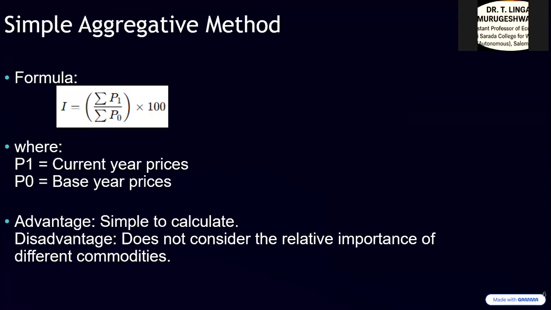Example, let's say we have two items, rice, rupees 40 in base year, 60 in current year. And milk is 20 in base year and 30 in current year. So if we calculate the index number, the price has increased by 50%. Next is advantages. It is very simple to calculate. And disadvantages, it does not show which item is more important.